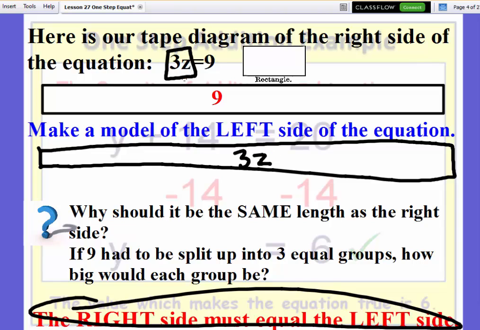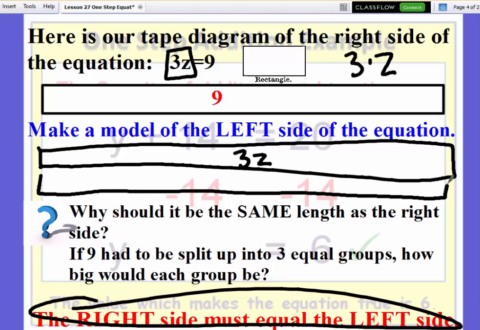What this is telling me is that there's 3 groups of z. Remember, when I'm multiplying, I'm making equal groups. So that's telling me that there's 3 equal groups. So what I can do is I can label it 3z, or I can rewrite it and I can break it up into 3 equal groups of z. So here's 1 group of z, 2 groups of z, 3 groups of z. 1, 2, 3z, that's the exact same thing as 3z.